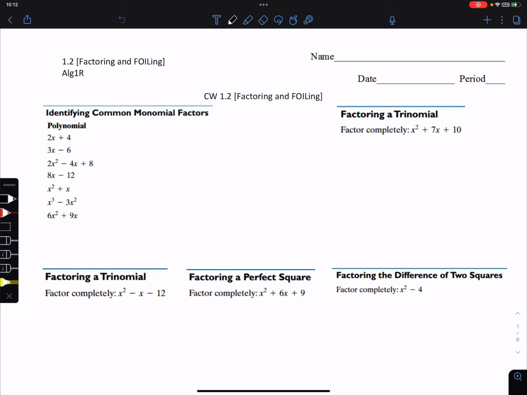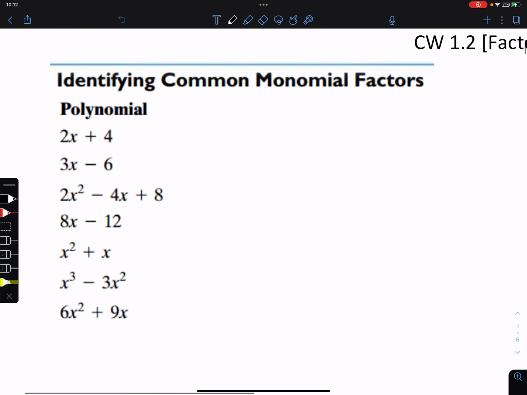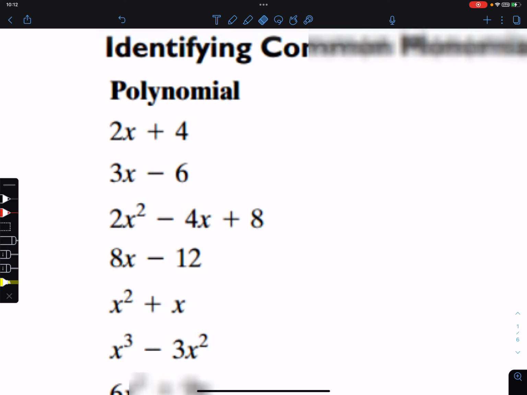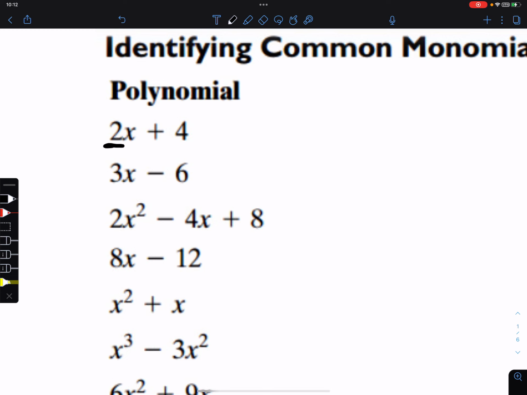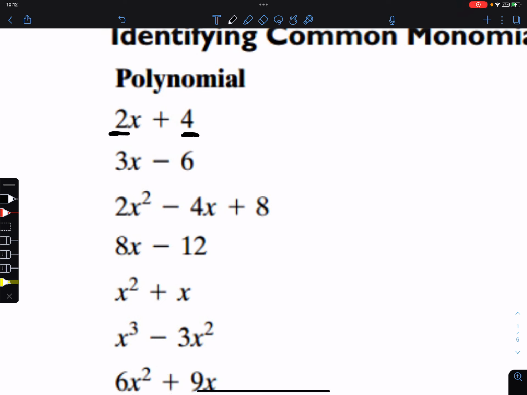Okay, so this will be on factoring. Okay, so identifying common monomial factors. So a monomial is just one number, right? Okay, so if we look at here, we have to look at the factors, at the coefficients, right? Does any of our terms have anything in common, right?